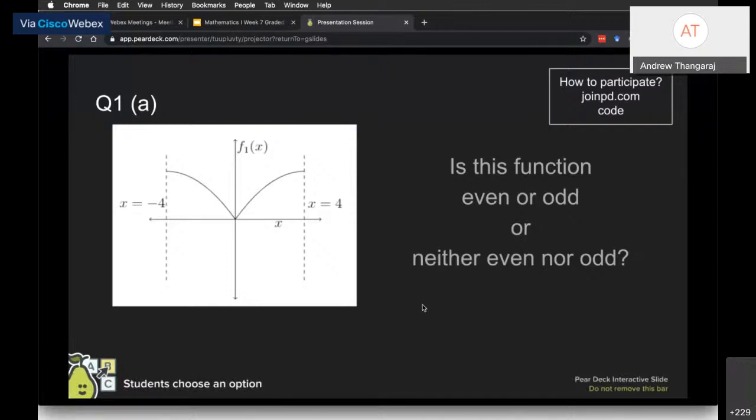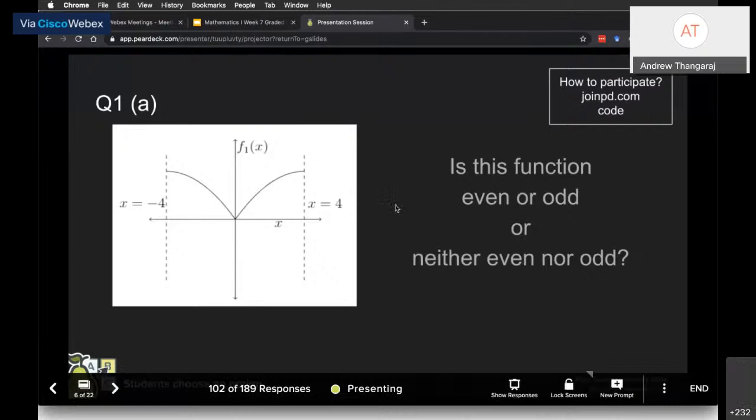We know that all functions will fall into one of these three possibilities. People want me to explain once again. For those who came in late, you are connected on WebEx, that's great, but also go to joinpd.com and enter the code FKZUKM. It's on the right top. Use that code and you should be able to give your answer. Everybody is able to do it. Please debug on your side if you're not able to do it.